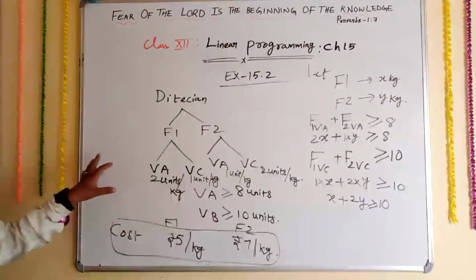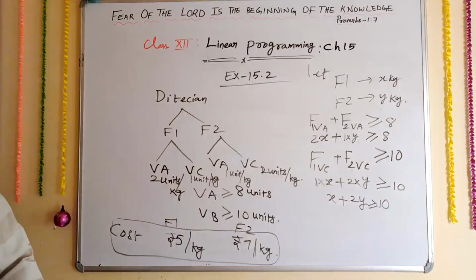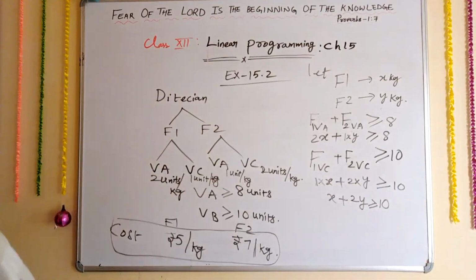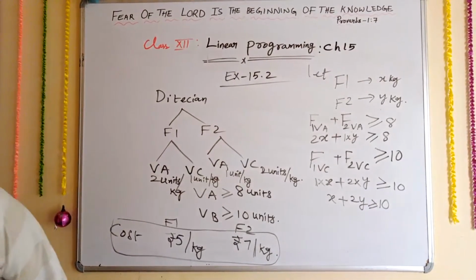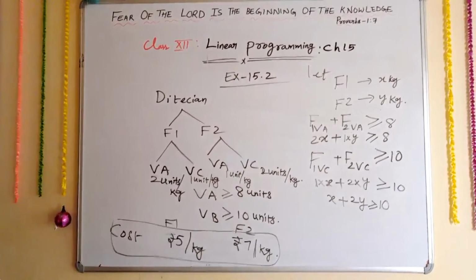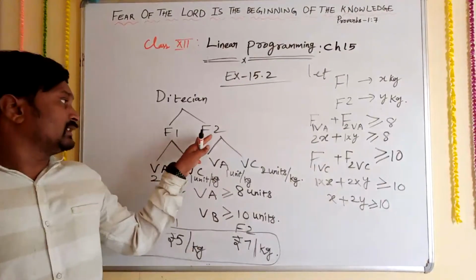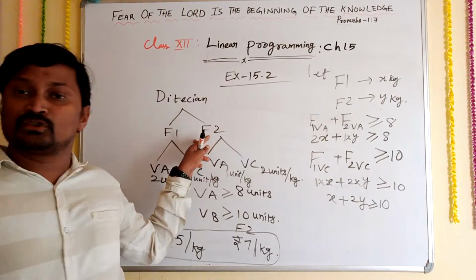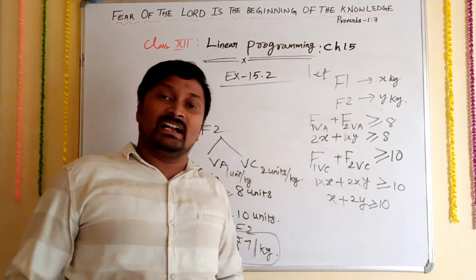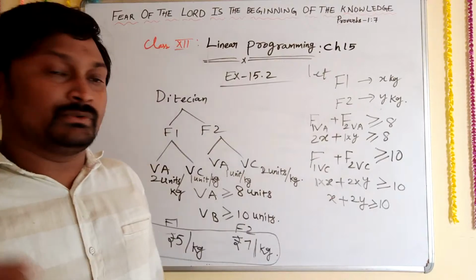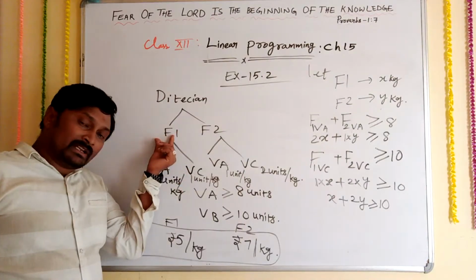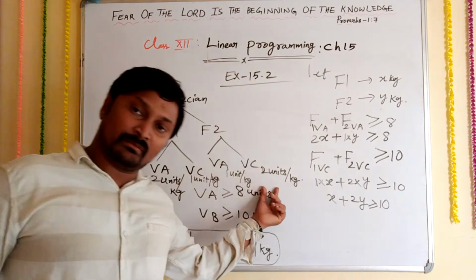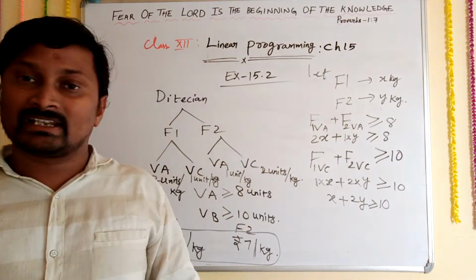All right. Listen carefully here. This is food 1, food 2. So there is one dietitian, and that dietitian is going to mix the two foods, that is food 1 and food 2. Now, food 1 has vitamin A and vitamin C. Okay, up to here clear?